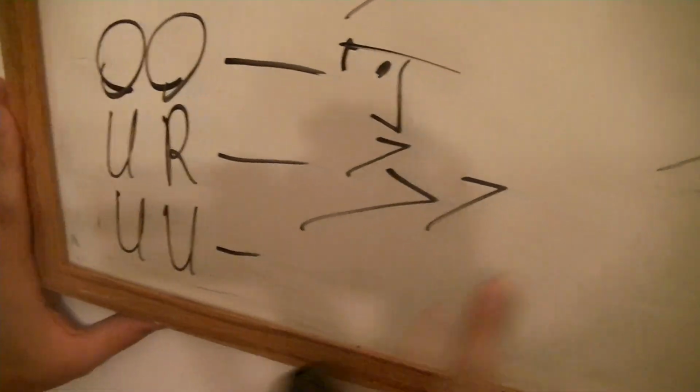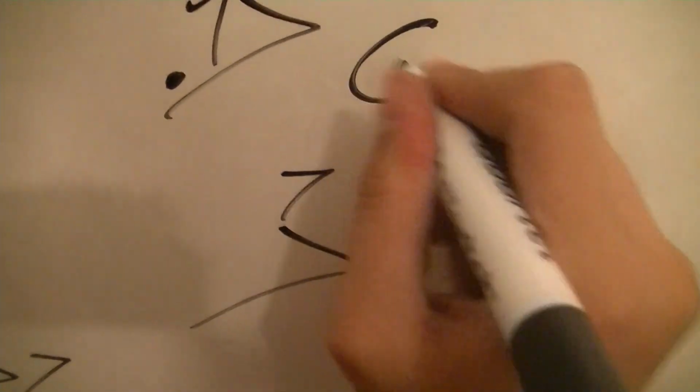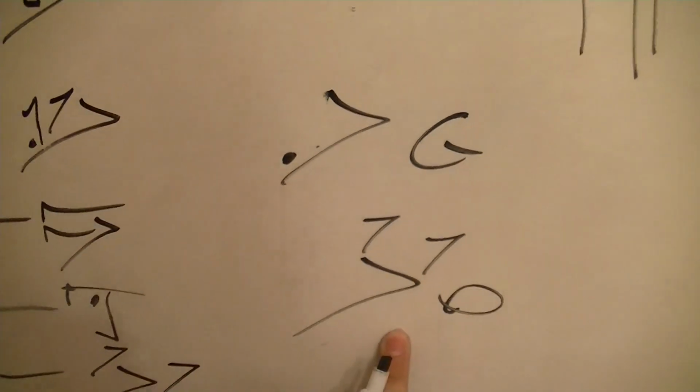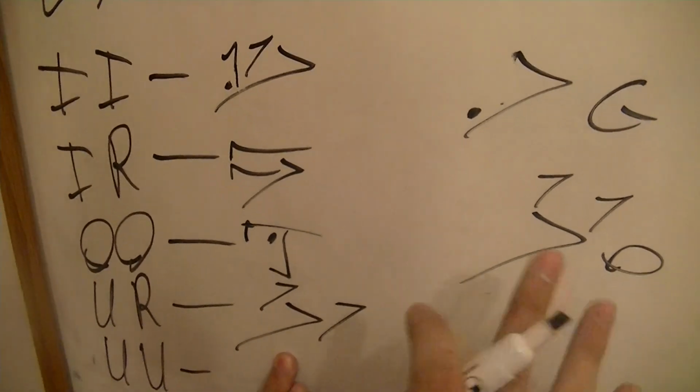And if you want to look at those, you see this one was G, and this one is O, but you can see how the O is very similar to the UR, so it's very easy to get those mixed up. So make sure not to, because that would be very, very bad.